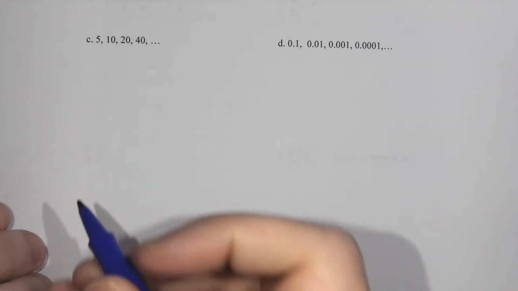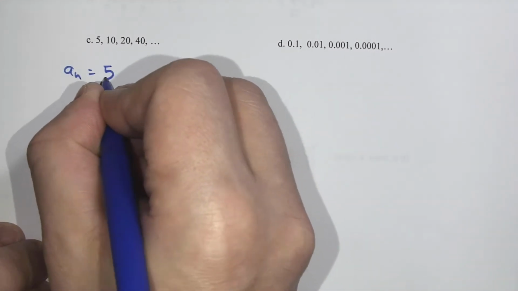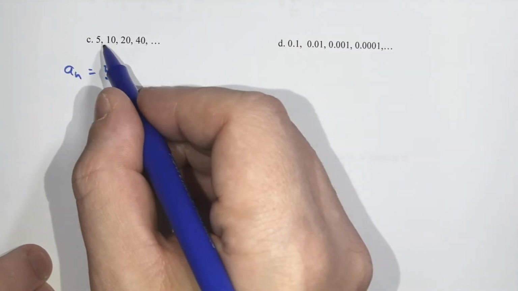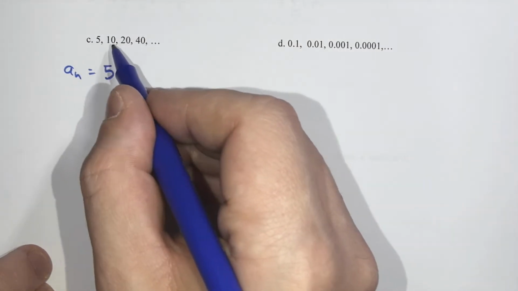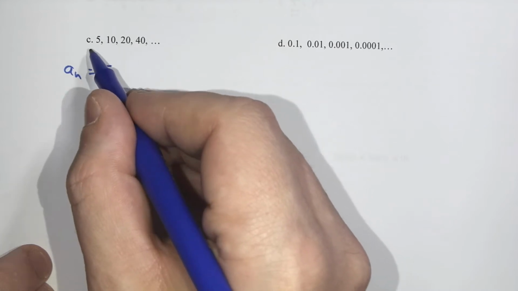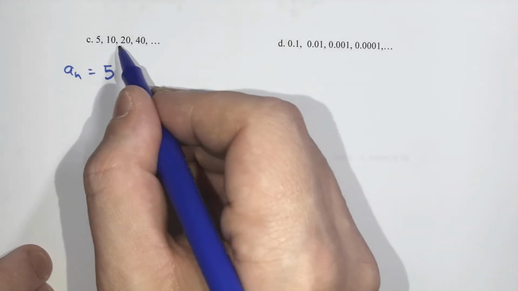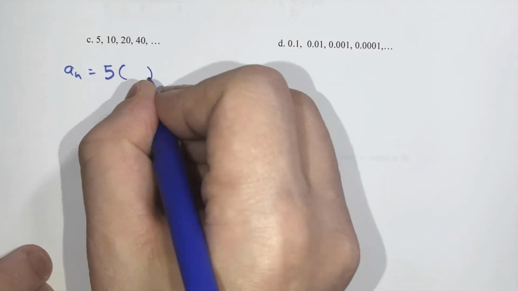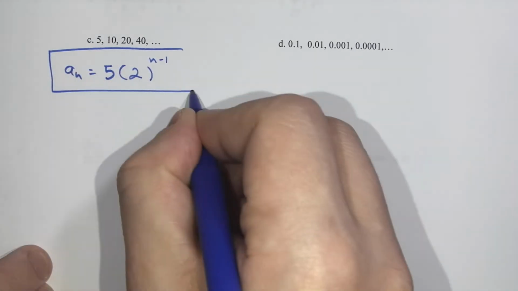What if we need to move on to these ones? Now these ones, they didn't give us any initial conditions, we just have to look at it and see. So here a sub n equals, the first term is clearly 5. The common ratio is given by looking at what happens to get from 5 to 10. 10 divided by 5 is 2. 20 divided by 10 is 2. 40 divided by 20 is 2. So my common ratio is 2, and that's raised to the power of n minus 1.